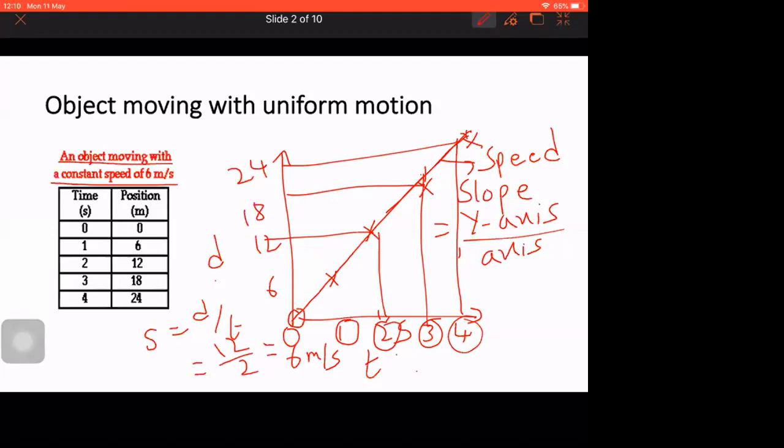Ma'am, you have given that the slope is acceleration. Slope is acceleration for a velocity time graph, not a distance time graph. Velocity time has to give acceleration, right? Because acceleration is equal to velocity by time. I'll discuss that also today. Let's finish distance time first. Is it clear about an object moving in uniform motion? Yes, ma'am, clear.